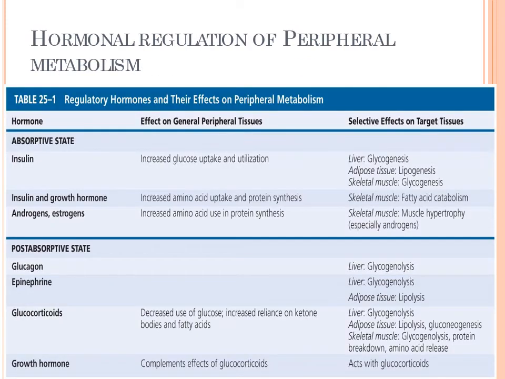So here we go, our absorptive state. We are mainly under insulin control, also some growth hormone and androgens and estrogens. In the post-absorptive state, we are mainly under the control of glucagon, epinephrine, glucocorticoids, and growth hormone.